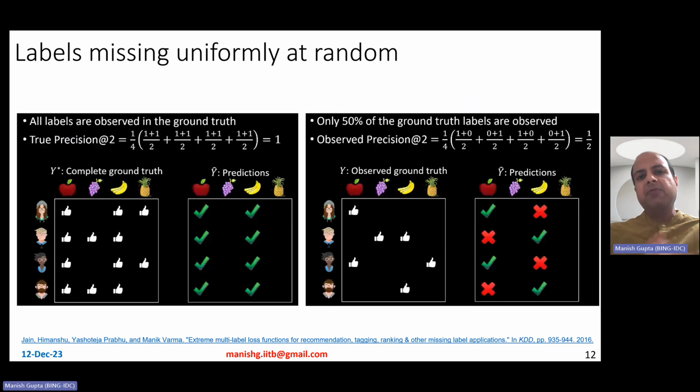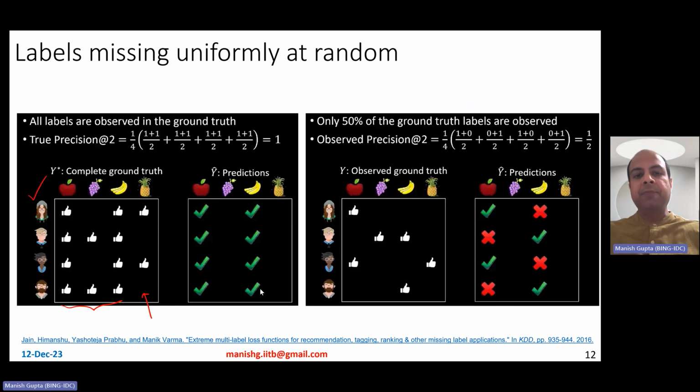Now, let's see what happens when labels go missing uniformly at random. Let's say there were labels associated with users. Users like items, and essentially this is a rating matrix. On the left part of the slide, assume that nothing is missing. All labels are observed in the ground truth, and what you see here are predictions made by some algorithm. Let's say this algorithm is a very dumb algorithm, like a constant recommender. It recommends apple to everyone and also banana to everyone.